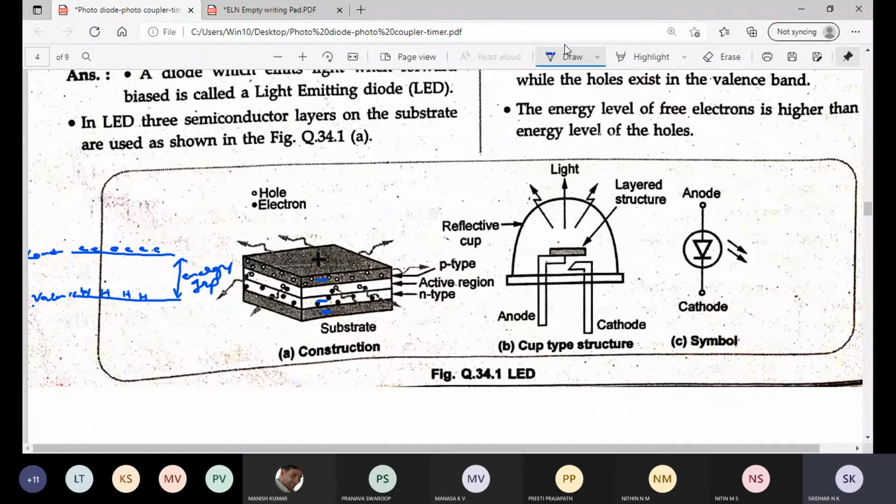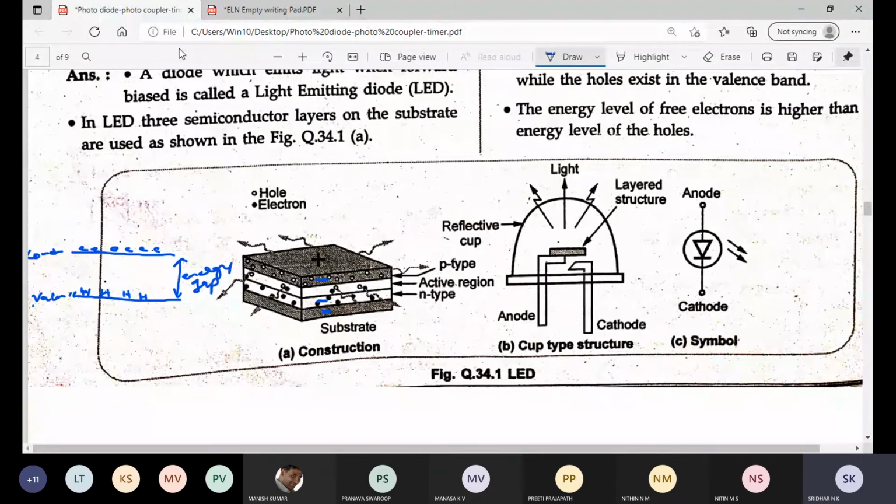Okay, in the form of light. That means from higher energy level to lower energy level, the electron is falling. So when it falls from higher energy level to lower energy level, it emits the energy in the form of light. So that's what happens in case of LED. That's why the light is emitted.